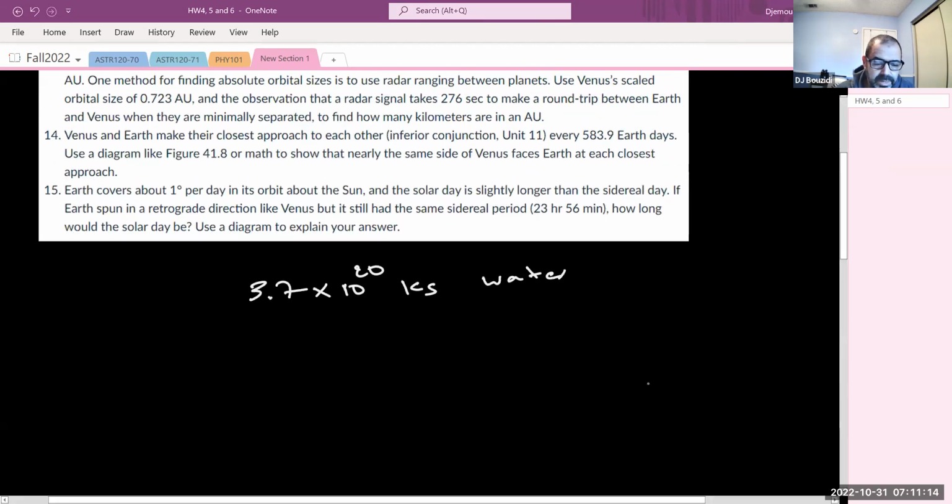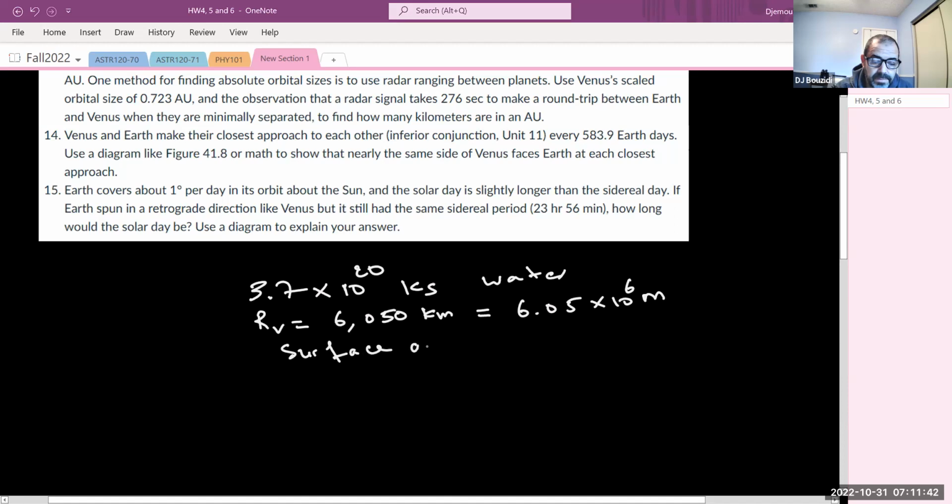You need to know from this part that the radius of Venus is 6,050 kilometers. If you convert it to meters, that's 6.05 times 10 to the power 6 meters, because you have 1,000 meters in a kilometer, but you have another 1,000 in here to put the decimal point. So this is the radius of Venus. The surface area of Venus, of any sphere for that matter, is 4 pi times the radius squared. And the radius in this case is 6.05 times 10 to the power 6, the whole thing squared.